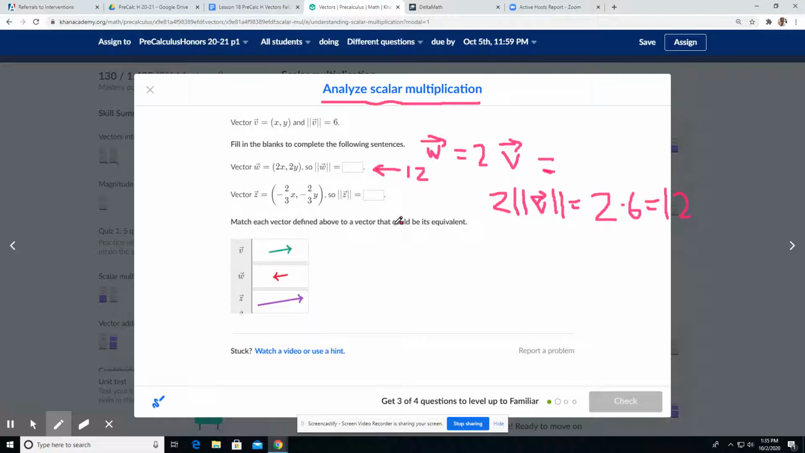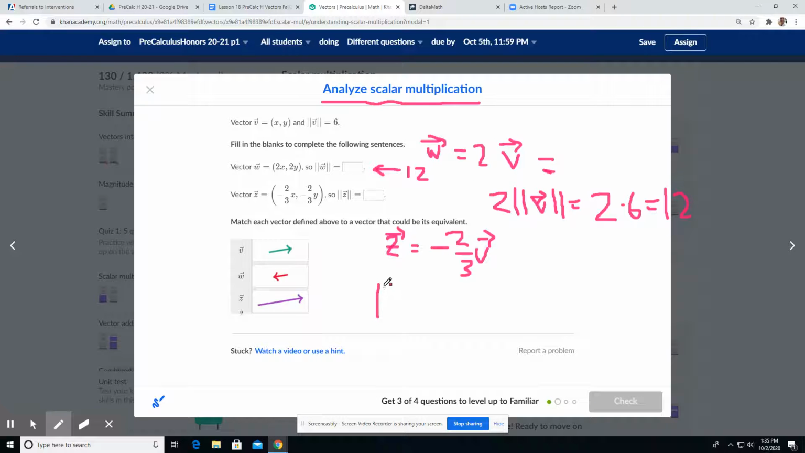And then vector z, notice that you have a coefficient here, but that's our scalar multiplier. It's our scalar right there. So vector z here is equal to, it looks like it has that scalar effect of negative 2/3. It's switching directions and then reducing it by 2/3 of the original vector v. And then we're basically asked to examine its magnitude.